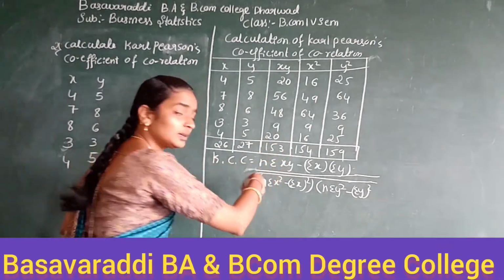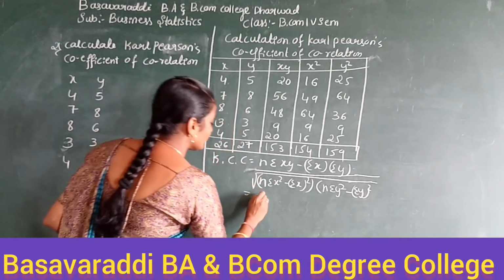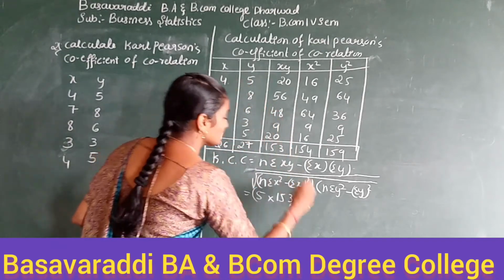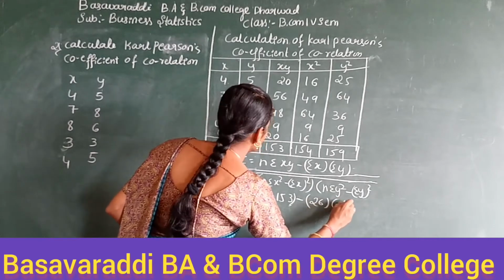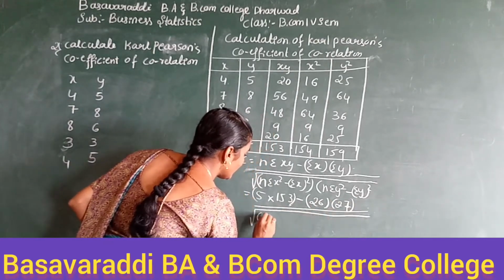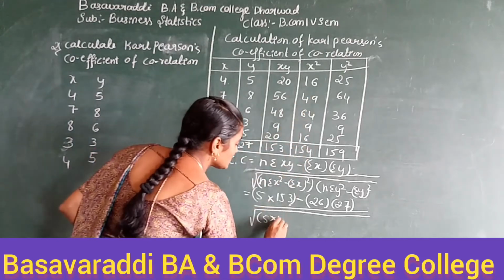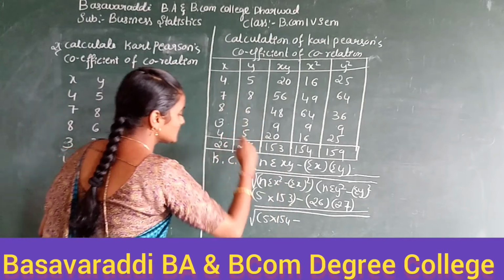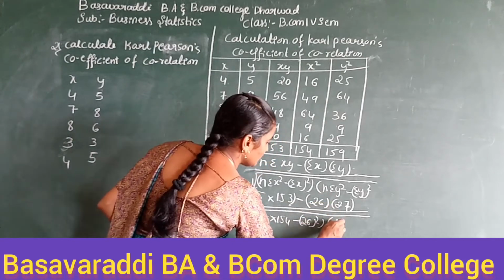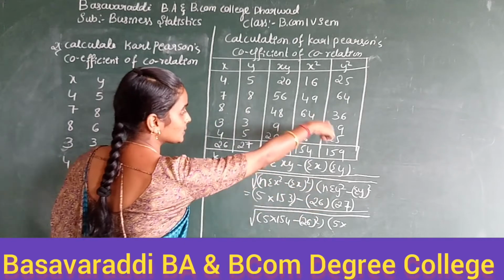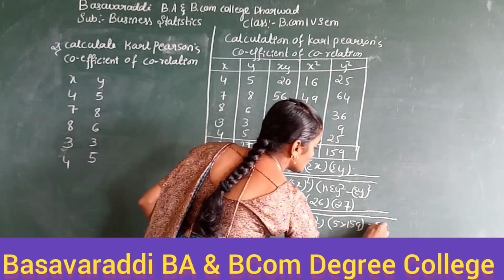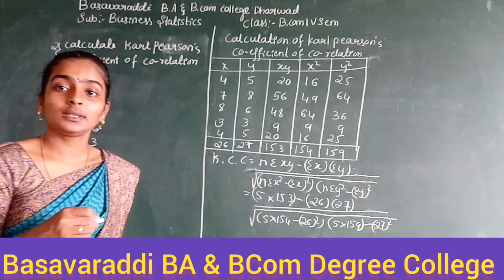Substitute these values in the formula. N is 5. 5 into summation xy 153, minus summation x 26 into summation y 27, whole divided by the square root of bracket 5 into summation x square 154 minus summation x 26 whole square, into bracket 5 into summation y square 159 minus summation y, that is 27 whole square. Okay.